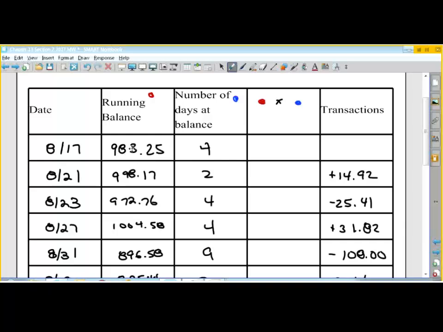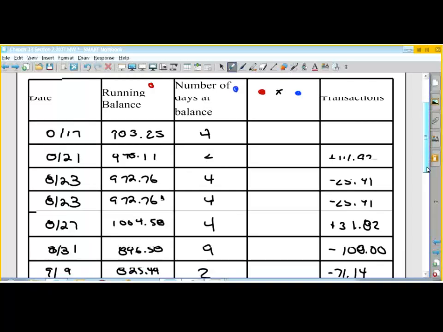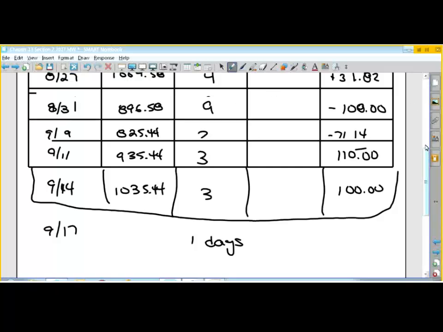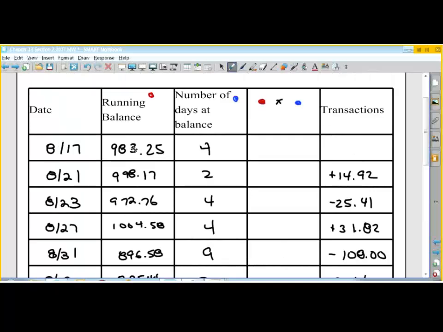Now this column is this times that. So what I'm doing is taking the number of days times the balance for those 4 days. And when I multiply all these things together, the days times the balance, I'm going to get a total down here at the bottom. And I'm going to divide that by the total number of days in the month, which is 31, I think, in this case. And that'll give me my average daily balance. So the longer you have a certain balance, the more it counts towards the average daily balance for the entire period.